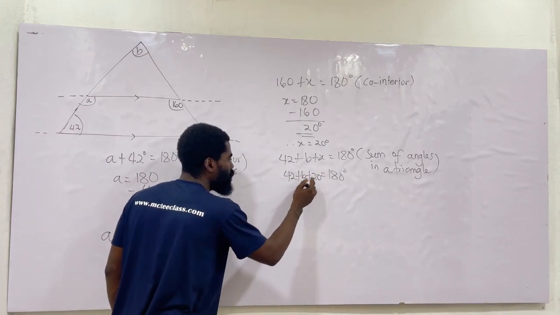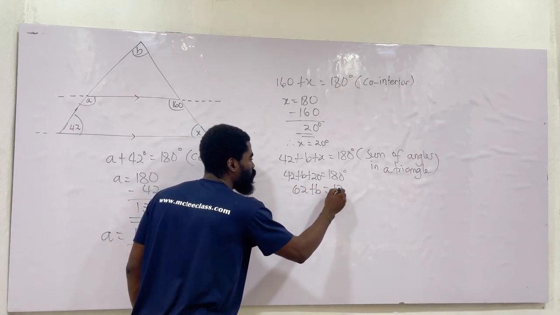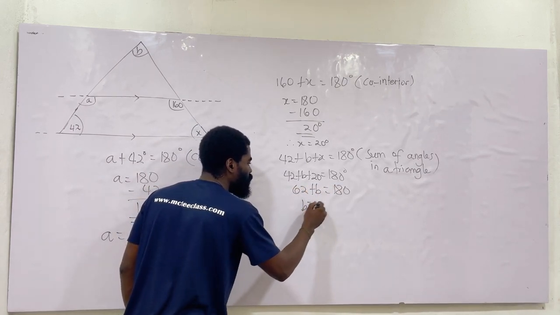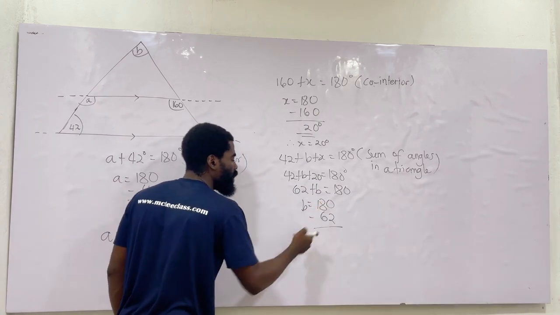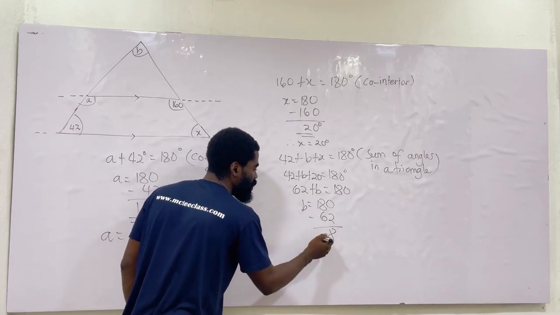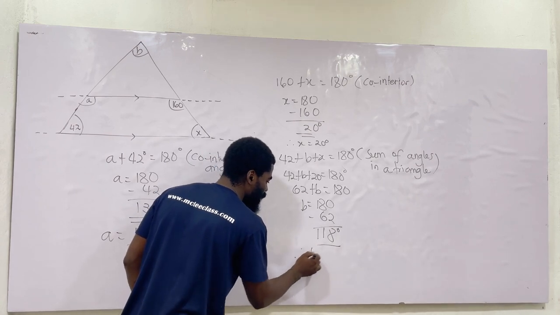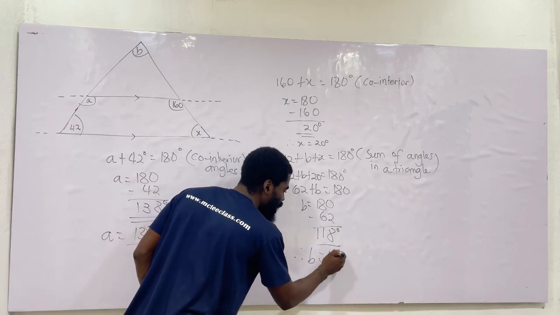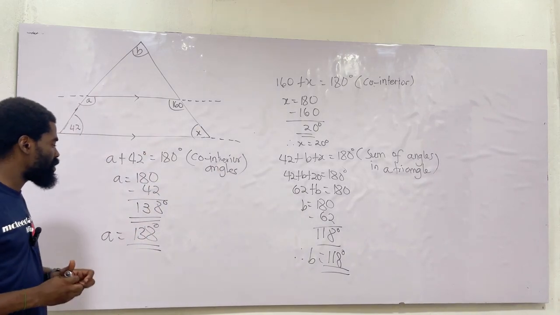Now 20 plus 42 gives me 62 plus B equals 180. So angle B should be equal to 180 minus 62. You get what? 10, so you subtract, we have 8. There's 7 here. Subtract, you get what? 1, then 1. So the angle that they requested us to find is what? 118 degrees. Very important that your degree appears on your last answer.